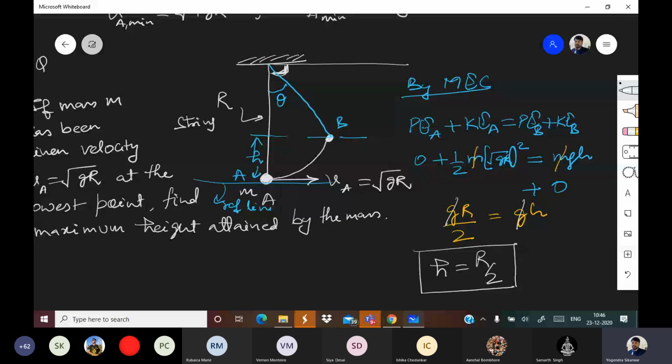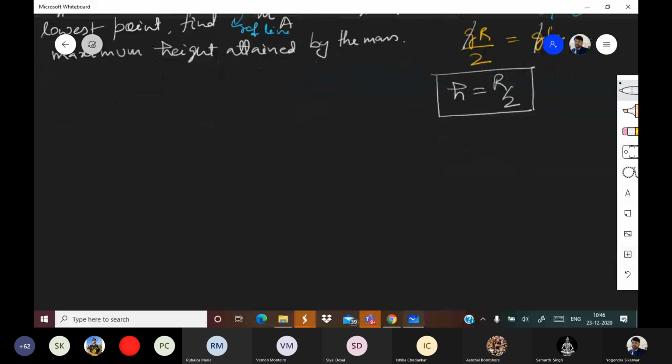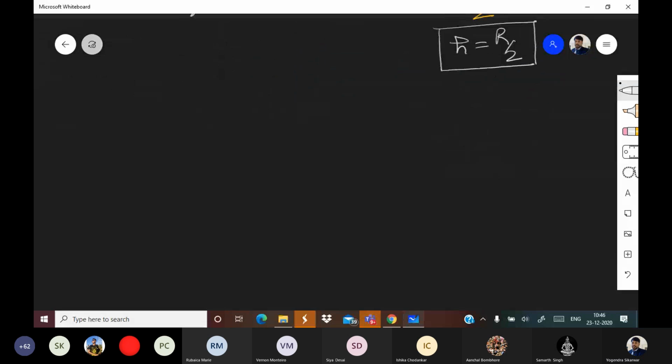Okay, everyone. All right. So that's how you can solve questions related to motion in vertical circle. Now we are moving towards collision.